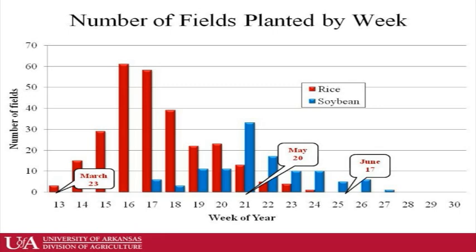The idea here is that most of the rice fields in the verification program have been planted in the month of April, and soybean kind of starts at the end of April and goes all the way through the end of June. So the question is, how can we gather data from this database to say anything about how planting dates affect yield, or the yield potential by planting date?